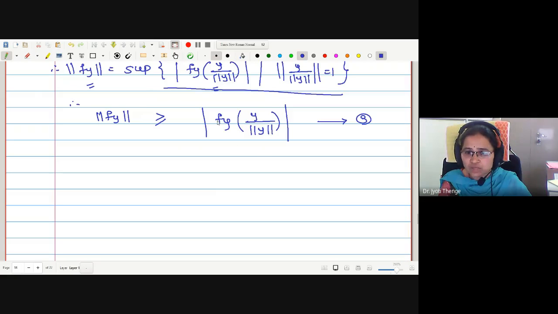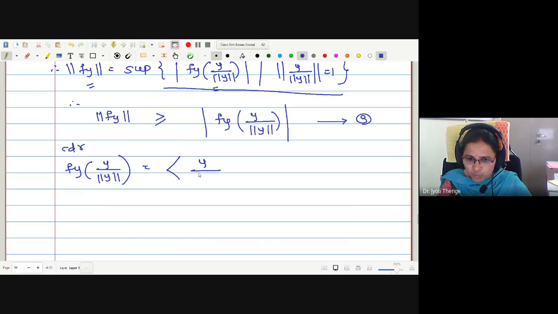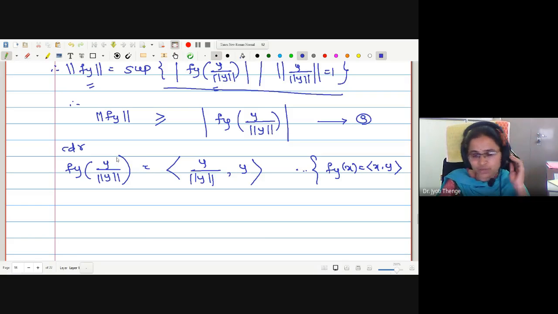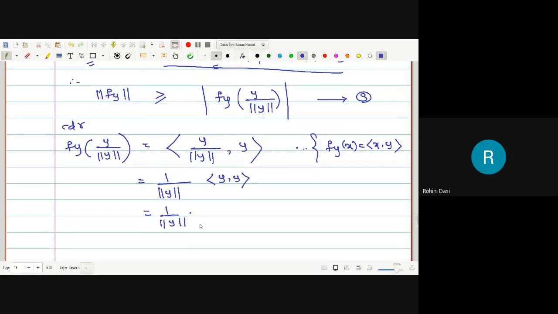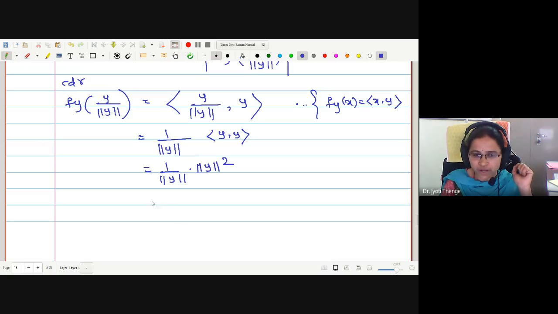Now we'll try to understand how this f_y is operated. f_y operated on y upon norm of y, according to the definition, is the inner product of y upon norm of y with y. The definition is f_y operated on x is the inner product of x with y. Now, 1 upon norm of y is a scalar, so let us take it out by using the first definition of linearity. We remain with the inner product of y with y. What is the inner product of y with y in terms of norm? Norm square of y. Therefore, one norm of y cancels, and we remain with norm of y. And therefore, f_y operated on y upon norm of y is simply norm of y.